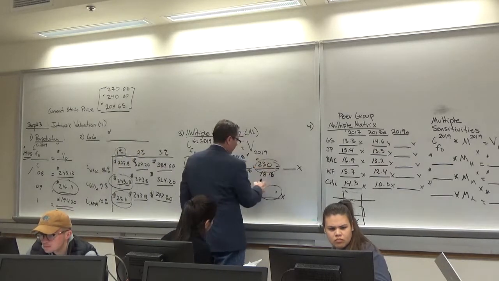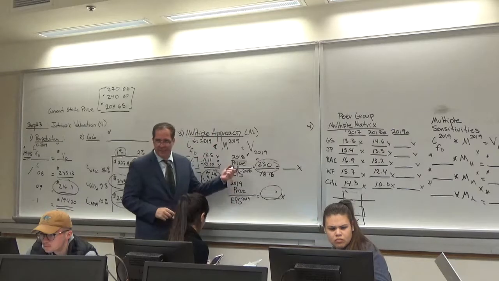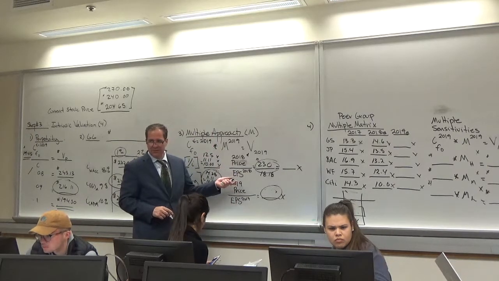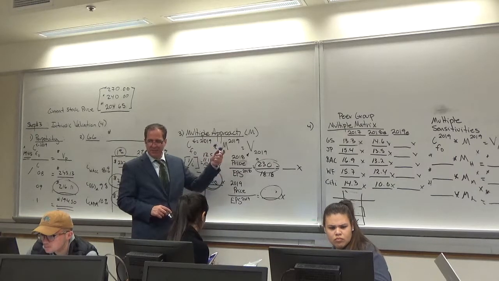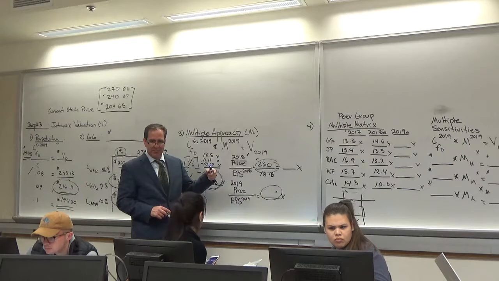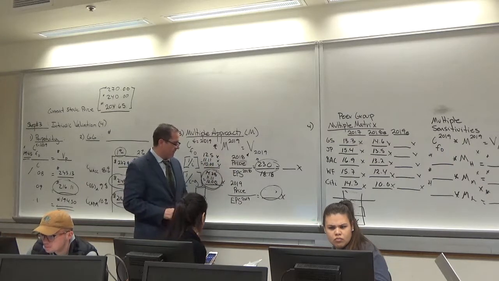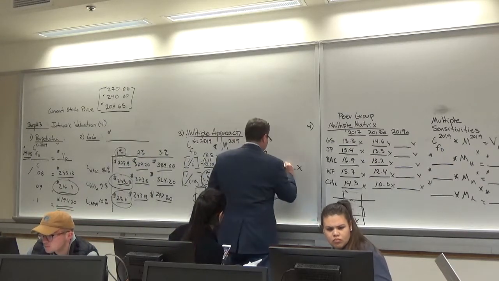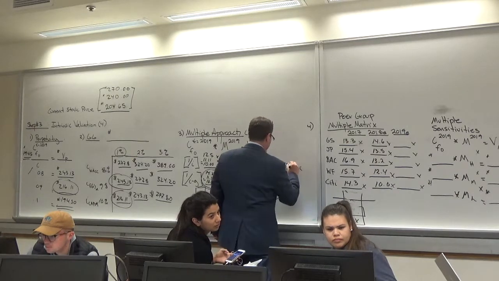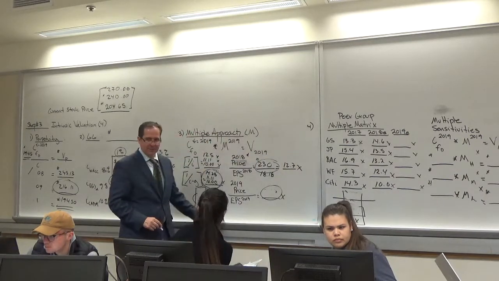So what's 230 divided by 18.18? Can I calculate a PE multiple from this? Can I calculate a PE multiple from the average share price in 2018 divided by the estimated 2018 EPS? Got it. So what was it? 12.7. Got it.